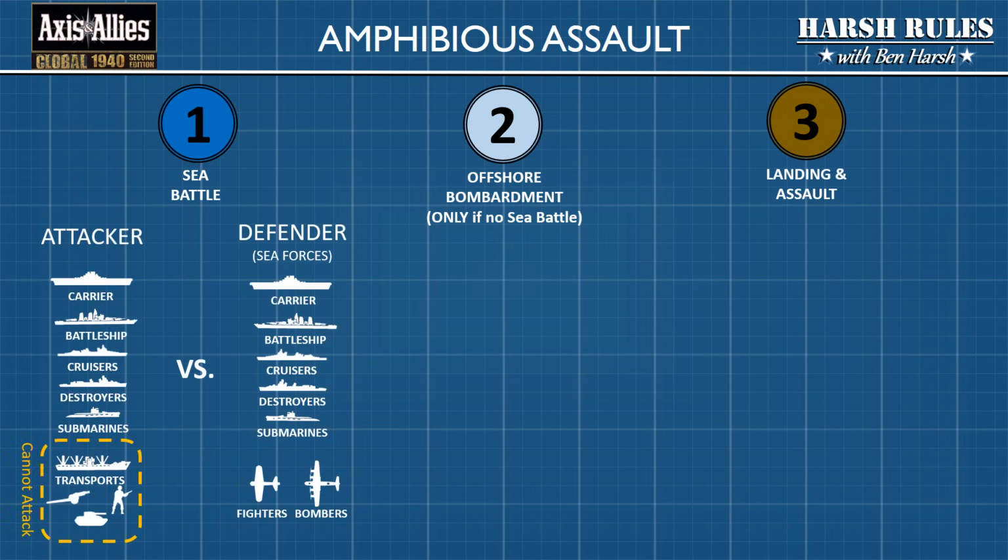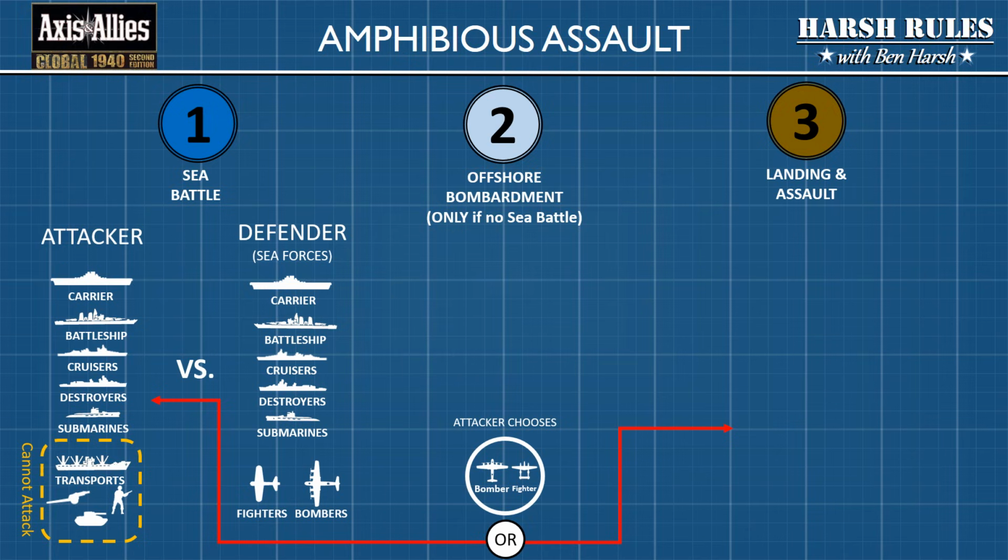Sea battles occur when there is a hostile sea zone with enemy ships and planes. During this stage, transports cannot attack during the battle, but they can be chosen last as casualties. If the attacker has air units involved, they must make a choice.